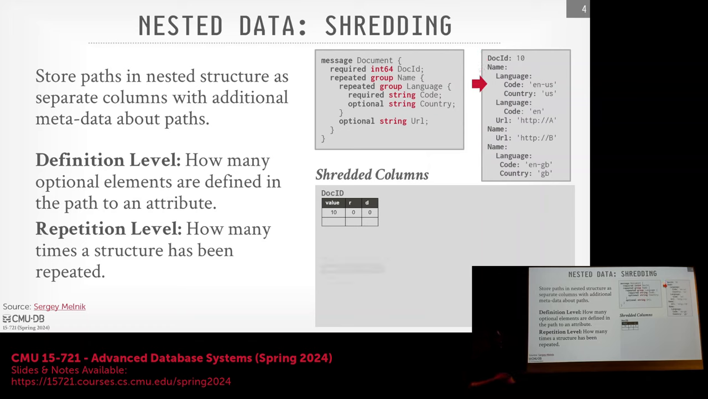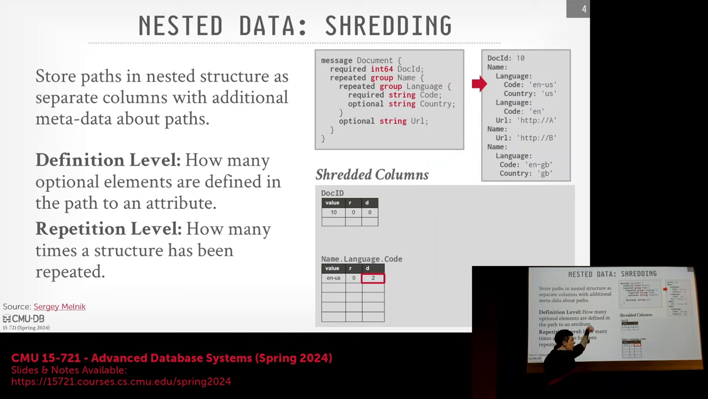Now as we scan down, we hit the first nested structure. We have name, and inside that, we have a repeated group called language. So now we see our first entry for the code here. We create a new column for our shredded document where we have the value being stored. The repetition value is set to zero because we're the first language group that we've seen at this level in the hierarchy. And then we set the definition to two because we're two levels deep.